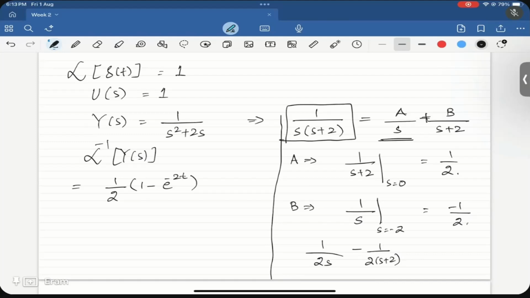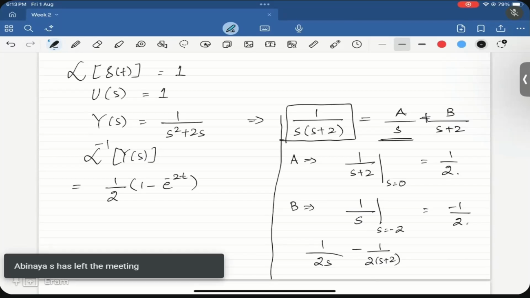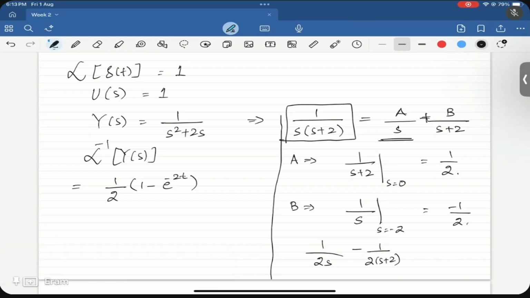Now can you identify whether this response will be bounded or unbounded as t goes to infinity? Bounded, ma'am. As t goes to infinity, this term will go to 0, so we have only 1 by 2, and 1 by 2 is bounded. So the response will be bounded.